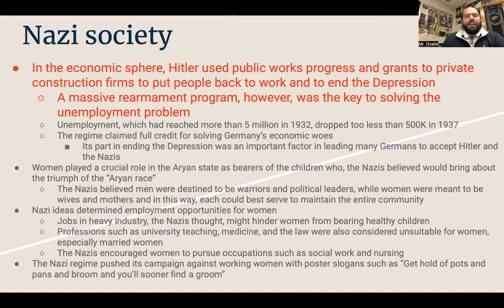Women also played a crucial role in the Aryan state as bearers of the children who Nazis believed would bring about the triumph of the Aryan race. Nazis believed men were destined to be warriors and political leaders, while women were meant to be wives and mothers, and in this way, each could best serve to maintain the entire community. Nazi ideas determined employment opportunities for women. Jobs in heavy industry the Nazis thought might hinder women from bearing healthy children. Professions such as university teaching, medicine, and the law were also considered unsuitable for women, especially married women. The Nazis encouraged women to pursue occupations such as social work and nursing. The Nazi regime pushed its campaign against working women with poster slogans such as "Get hold of pots and pans and brooms and you'll sooner find a groom."